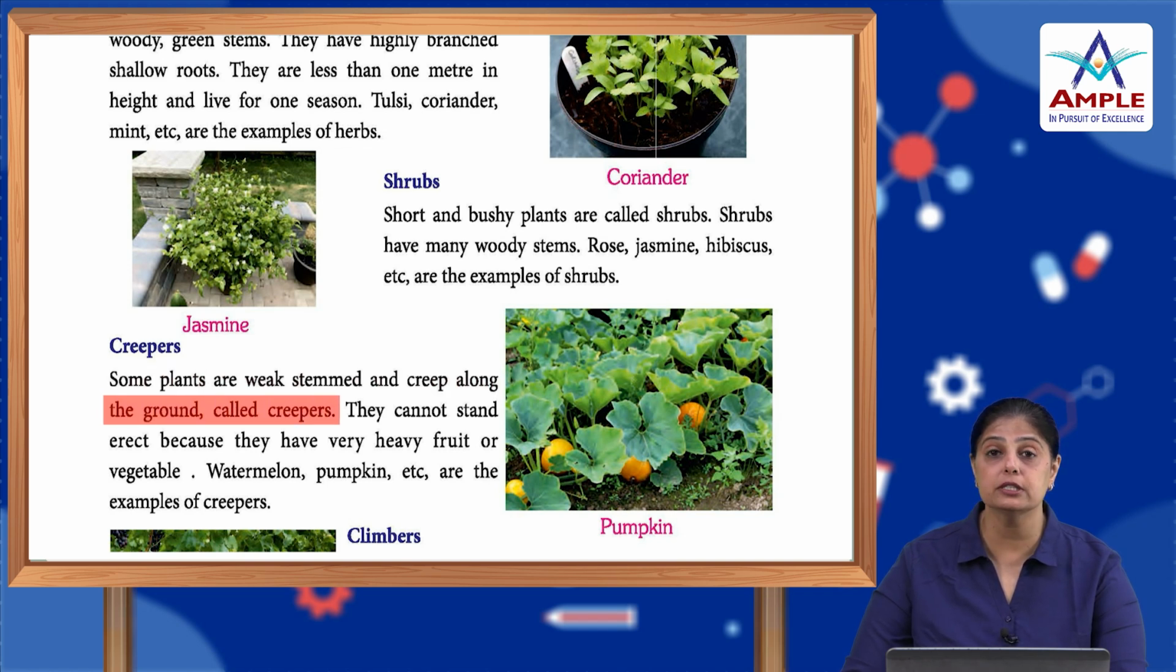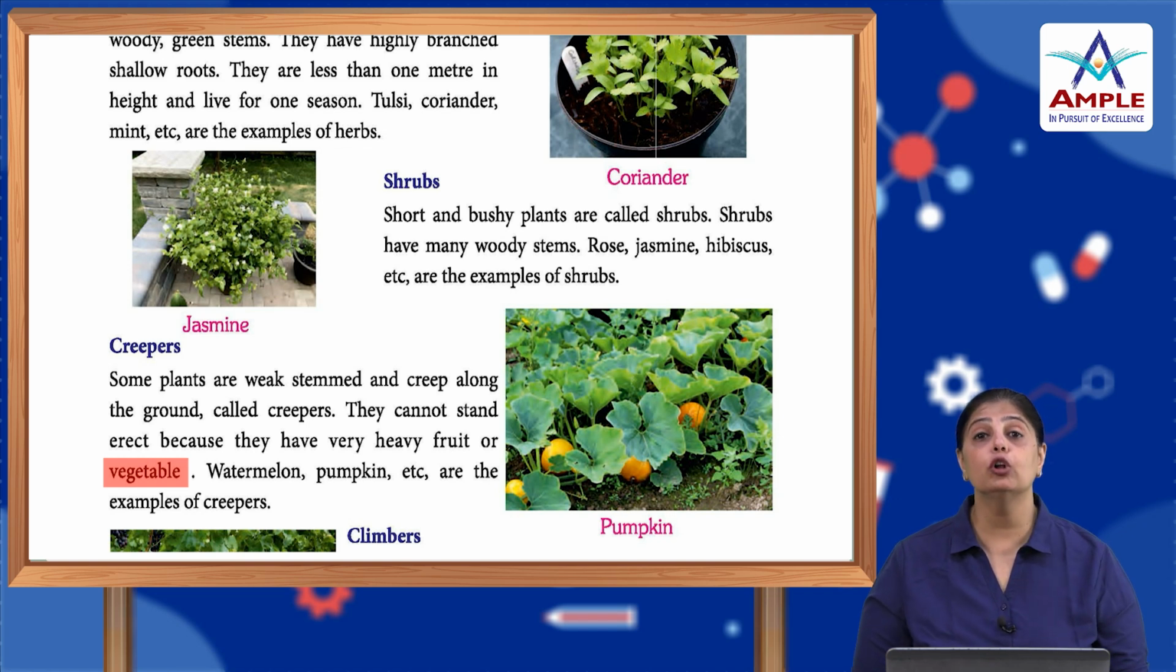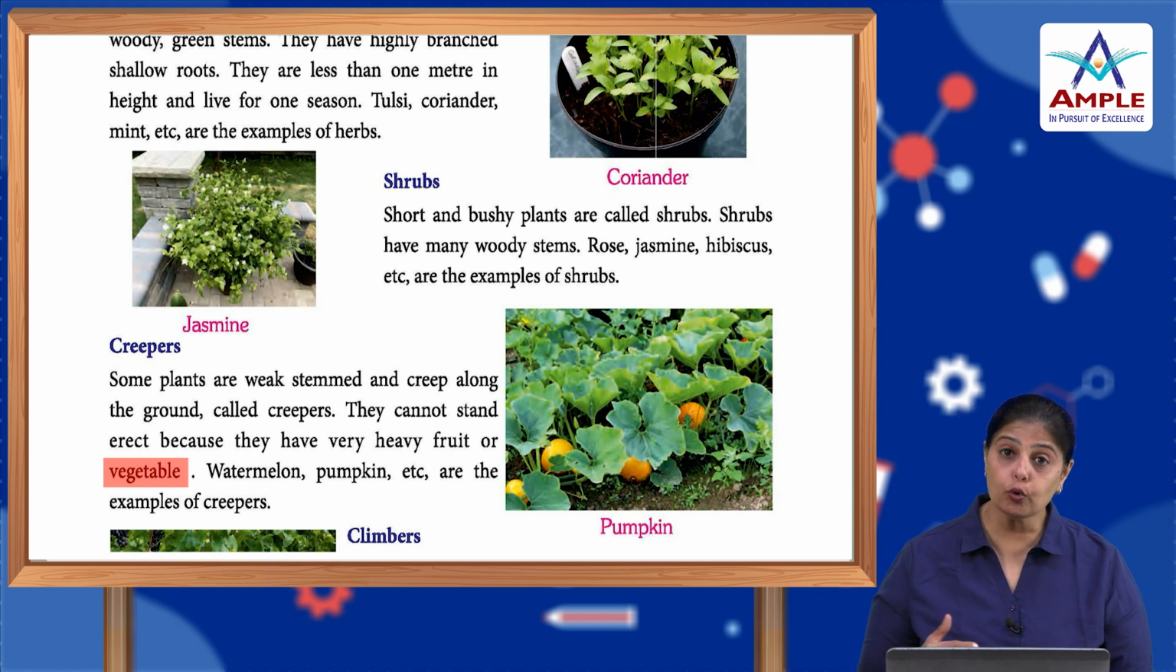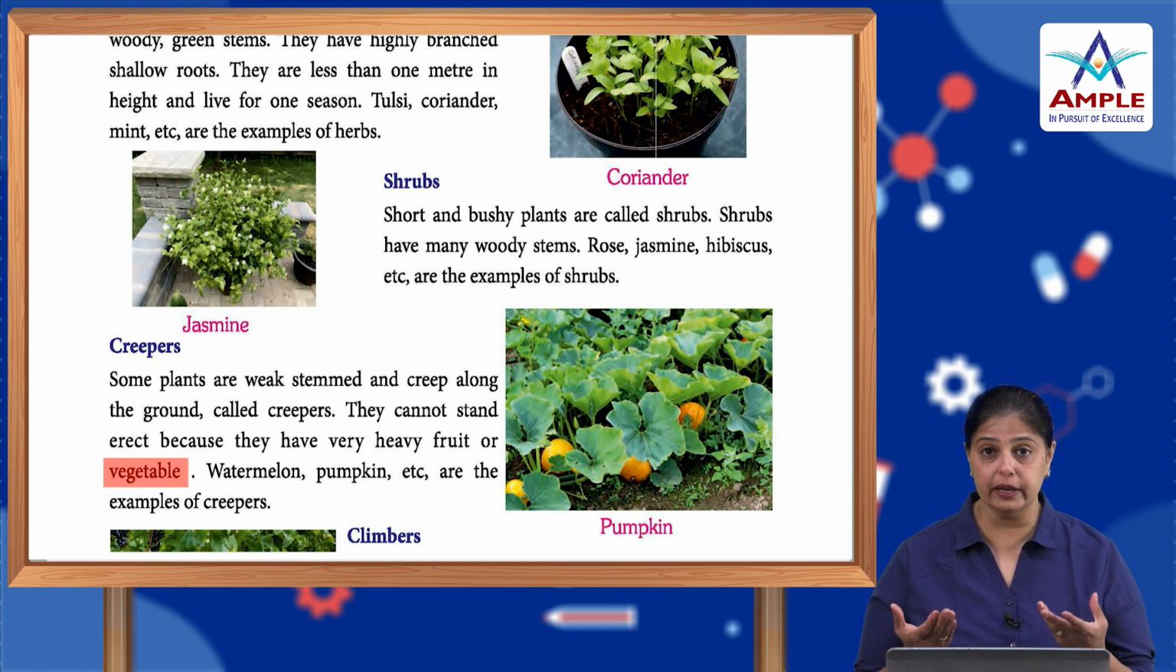They are called creepers. So the stems of these plants are very weak and they creep along the ground. They cannot stand erect because they have heavy fruit or vegetable, okay. So although these plants do not grow up in a straight, erect way, they creep along and they do bear fruits.